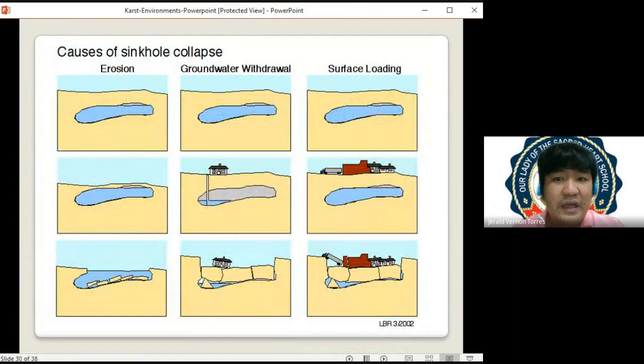Ayan, so yun nga, tulad ng sabi ko, there are many possible reasons bakit tayo magkaka-sinkhole. So number one, it can be due to natural causes. Second, pwede siyang artificial causes. So let us look at natural causes. Let us say meron tayo ditong water, so meaning stable pa rin to.